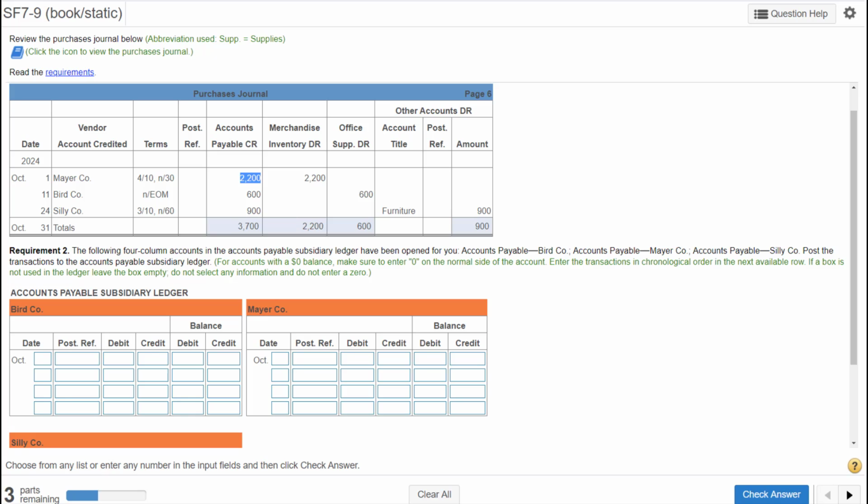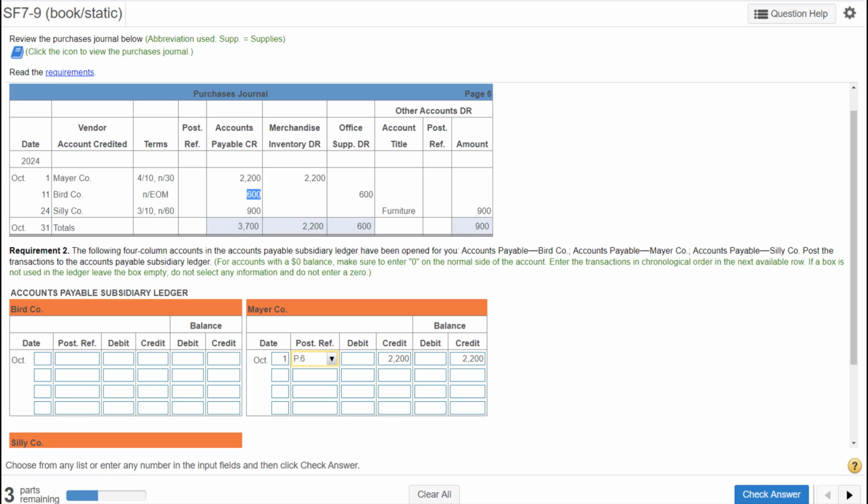So these amounts here are actually what we owe them. What I recommend you do is start at the top, just like you would in the real world. You start on October 1st. You would post this $2,200 as a credit to Mayer Company with a new balance of $2,200. That happened on October 1st. Posting reference, Purchases Journal, page 6. P stands for purchases, the 6 is page 6 up here. Normally we'd then put a check mark in the posting reference to let everyone know and to remind us that we posted that. But My Accounting Lab makes us do it in a different order.